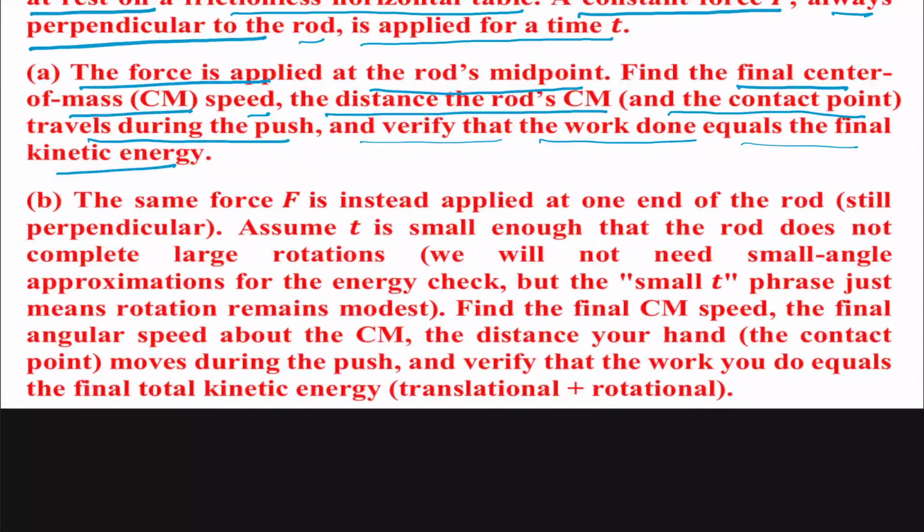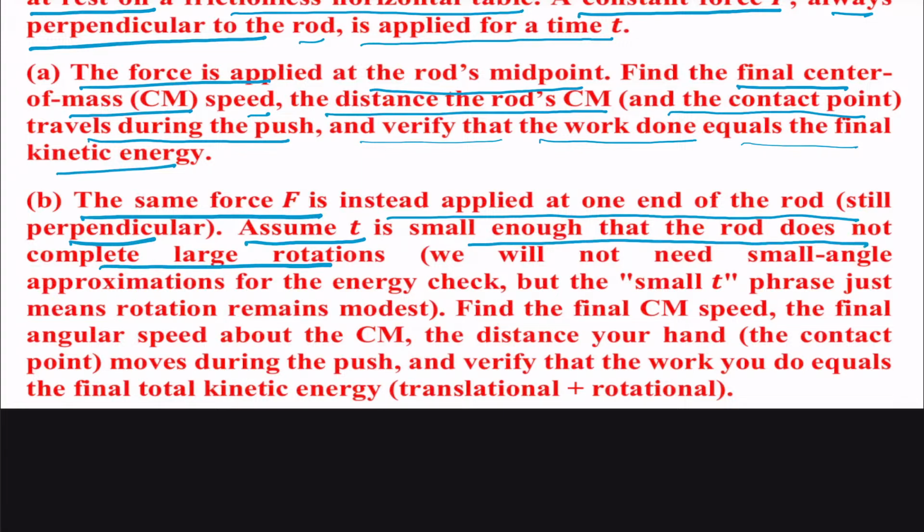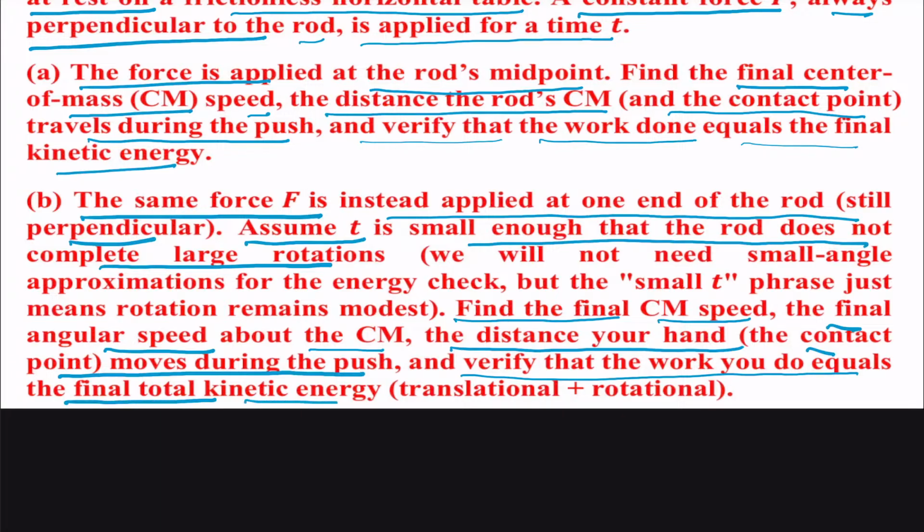And in part B, the same force F is instead applied at one end of the rod, still perpendicular. Assume t is small enough that the rod does not complete large rotations. Find the center of mass speed, the final angular speed about the center of mass, the distance your hand, the contact point, moves during the push, and verify that the work done equals the final total kinetic energy, which will be a combination of translational as well as rotational.